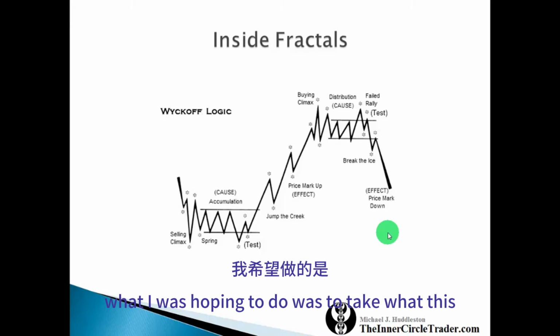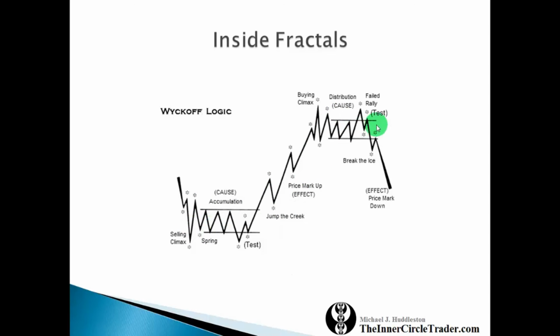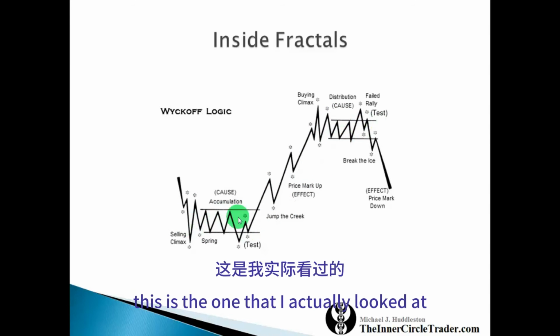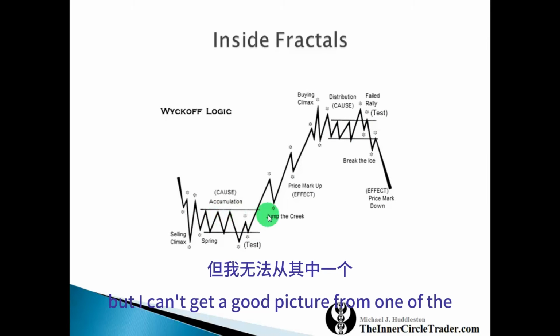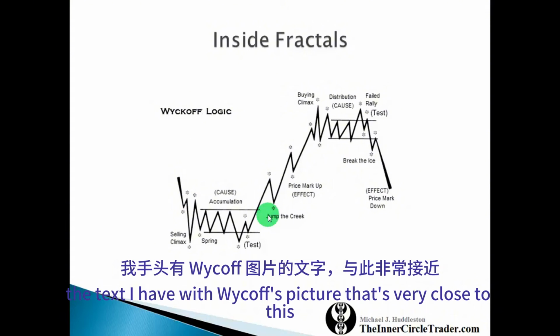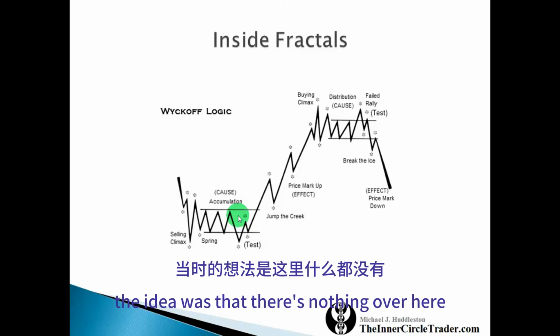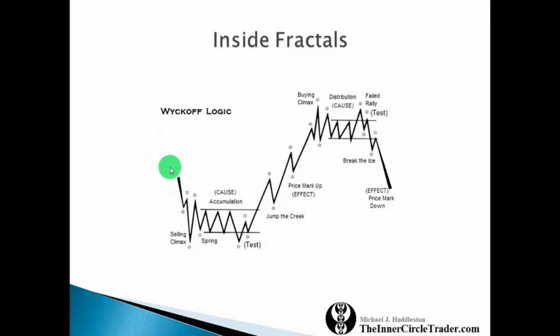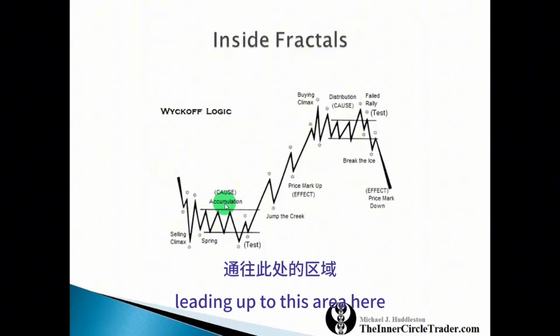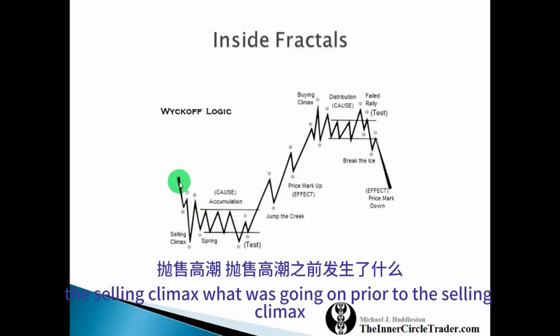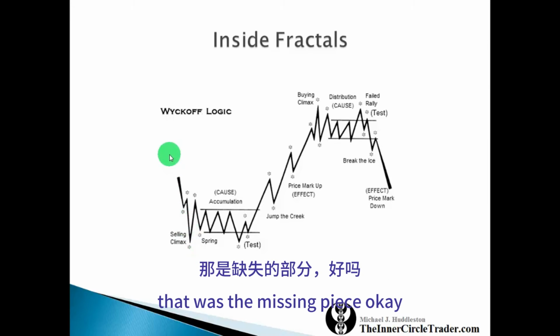What I was hoping to do was to take what this graph really shows, and this is the one that I actually looked at, but I can't get a good picture from one of the texts I have with Wyckoff's picture that's very close to this. But the idea was that there's nothing over here leading up to this area here. Like what? Okay, the selling climax. What was going on prior to the selling climax? That was the missing piece.